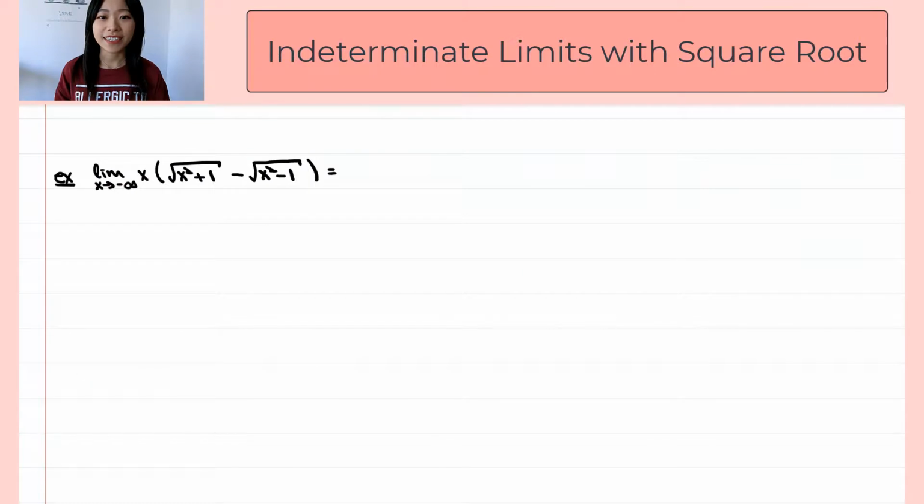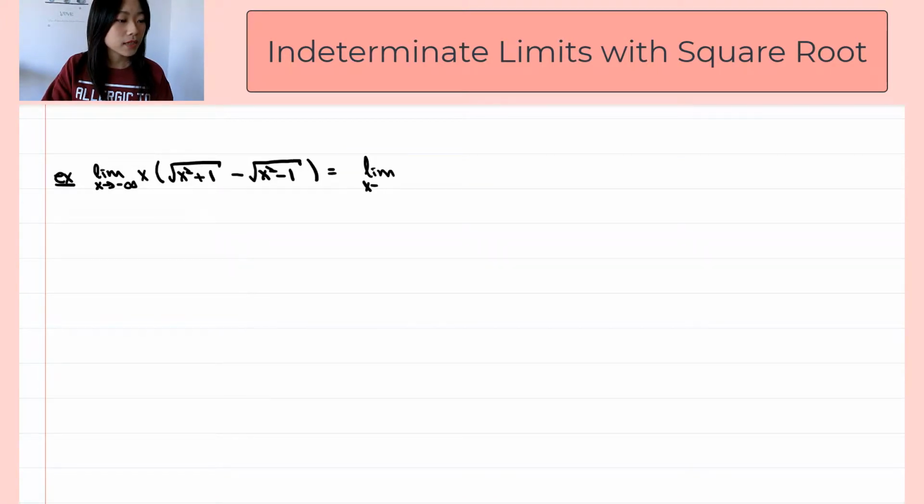Let's look at one last example. Here's the limit. If we use direct substitution, we'll get infinity times infinity minus infinity. And infinity minus infinity is also indeterminate. Infinity minus infinity does not necessarily equal 0. Now let's use the technique. Usually when we see a square root and a minus sign, we'll always try to complete the difference of squares. So let's do that.